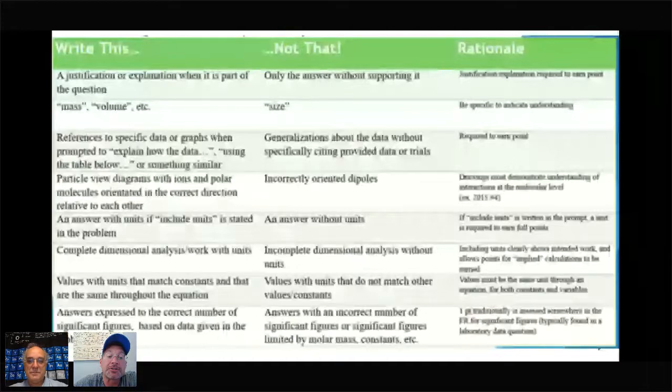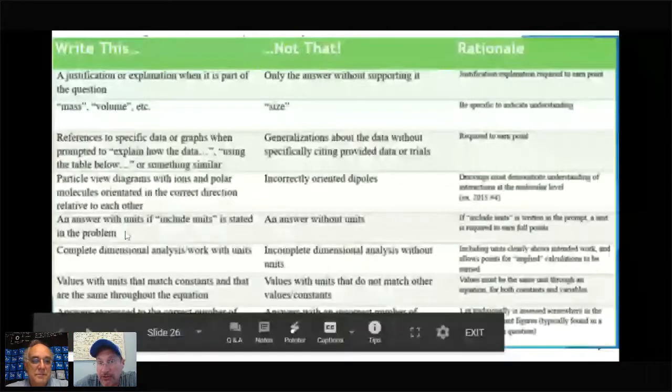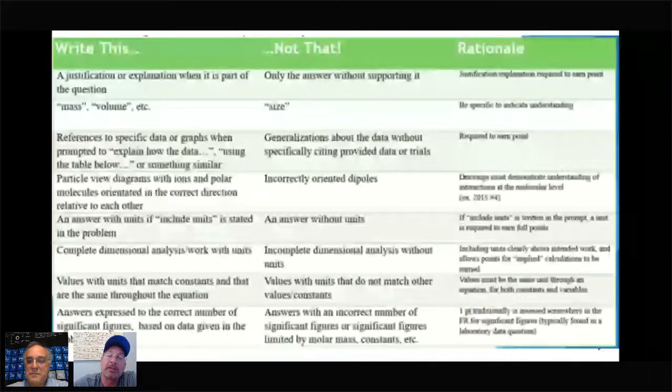If they ever say include units in your answer, that means you have to include units in your answer. So yes, that does kind of mean that for all the other ones, you don't necessarily have to have your units in there. We frown at it, but we don't take off points. But if the question specifically says include units in your answer, obviously you need to include your units, okay?